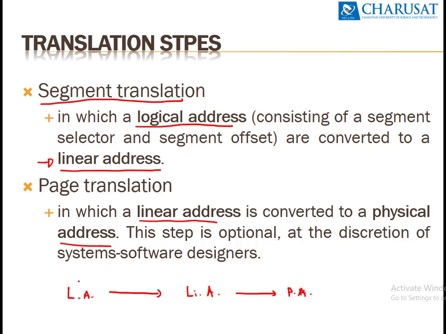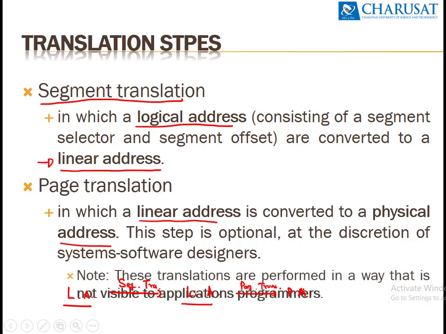Logical address to linear address is translated by segment translation, and linear address to physical address by paging, or page translation. Segment translation is a mechanism, a step-by-step procedure, which converts a logical address into a linear address. In the same way, page translation, or paging, is a mechanism to transform a linear address into a physical address. These translations are performed in a way that is not visible to application programmers. The application programmer need not be bothered about all these translations. What they have to bother about is the logic of the program.